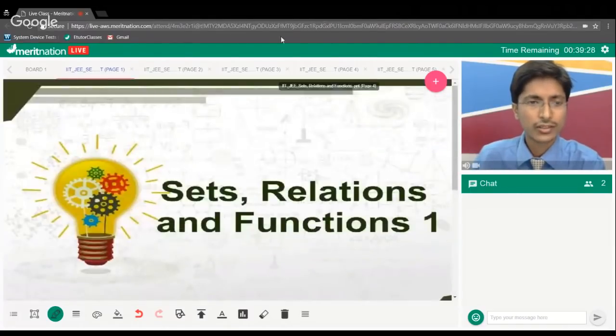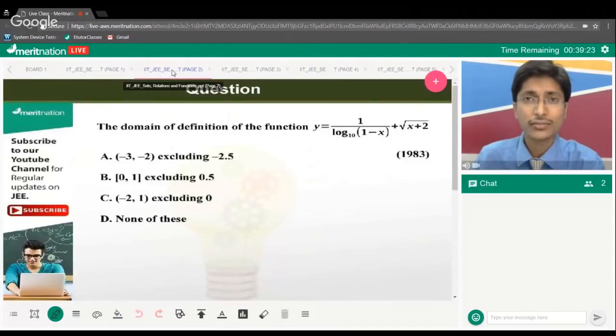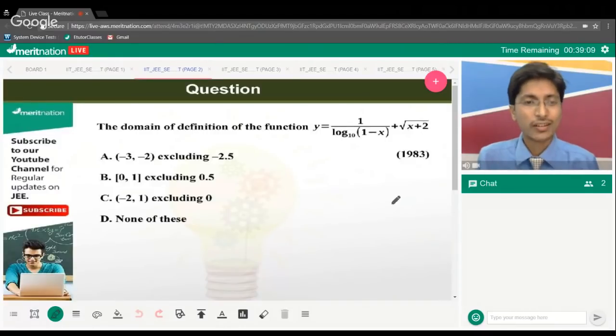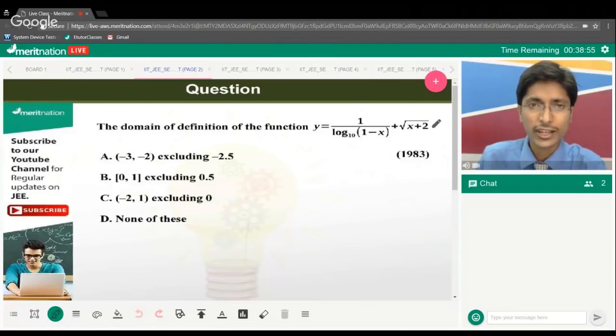So we can move forward to see some of the questions in the IIT exam which have appeared in previous years, making use of the concept of domain and range. So moving very far back into the 1980s, a simple question was asked, which says: find the domain of the function 1 upon log of (1 minus x) to the base 10, plus square root of (x plus 2).